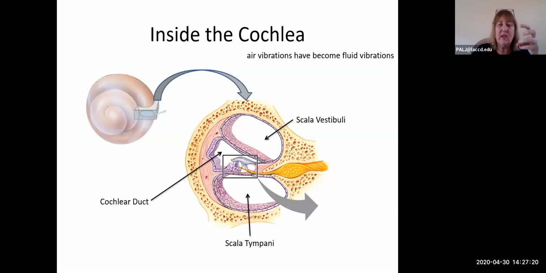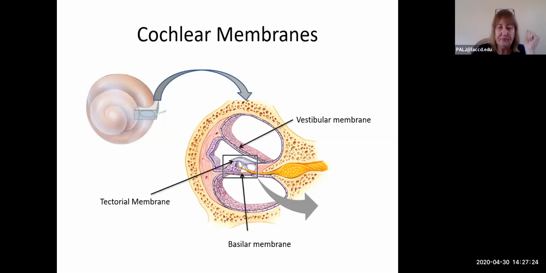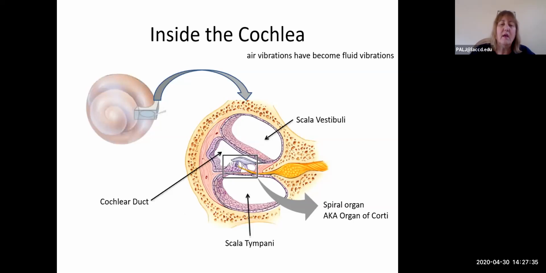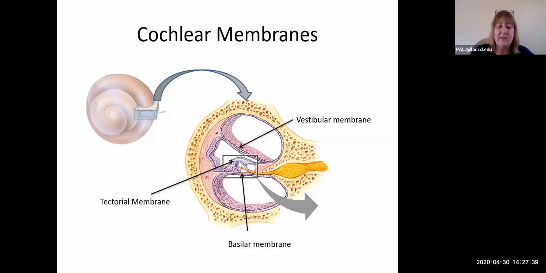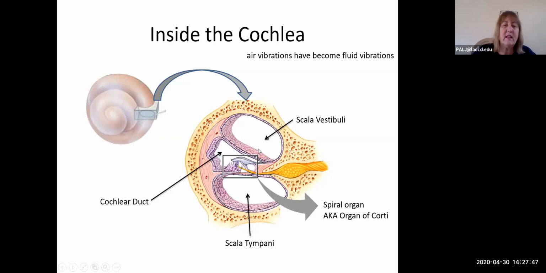So looking at these 3 areas inside the cochlea, there are dividing structures, there are membranes. Between the scala vestibuli and the cochlear duct, there is a membrane. And between the cochlear duct and the scala tympani, there is another membrane. And the structure in the box, which is the spiral organ because it goes in a spiral, also known as the organ of Corti, as in the guy who named it, there is a 3rd membrane in the top of the spiral organ, and that is this structure right here.